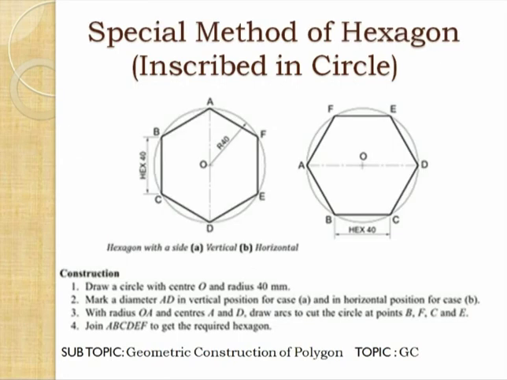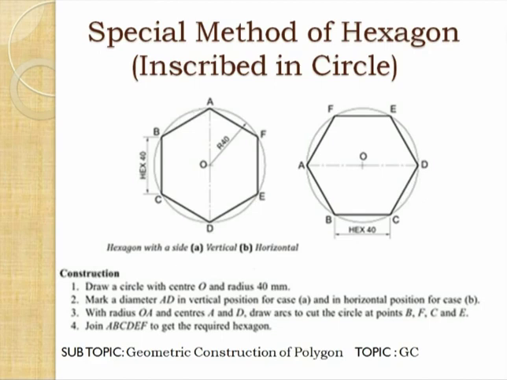Special method of a hexagon inscribed in a circle. This is the special method. We can draw a hexagon with this method only. Here we know the size of the circle, having a 40 mm radius. You draw the circle. Then taking the same radius and starting point A, you draw successive arcs of 40 mm. Then you will get the 6 points on the periphery of the circle. You join all these points in sequence. Then you will get the hexagon A, B, C, D, E, F.